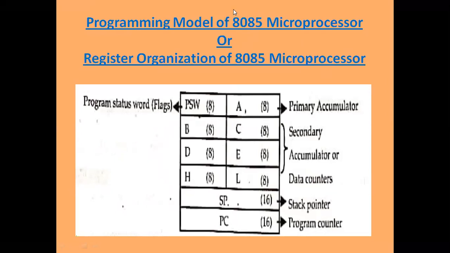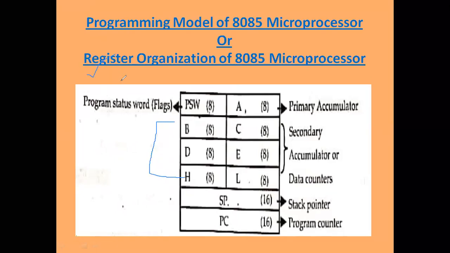So first, we will cover these 6 registers. Now you are familiar with the term register. A register is basically a storage place where you can store data temporarily during the execution of your program. Here, if you can see, all are 8-bit registers. Why is it 8-bit? Because our 8085 microprocessor is an 8-bit microprocessor.